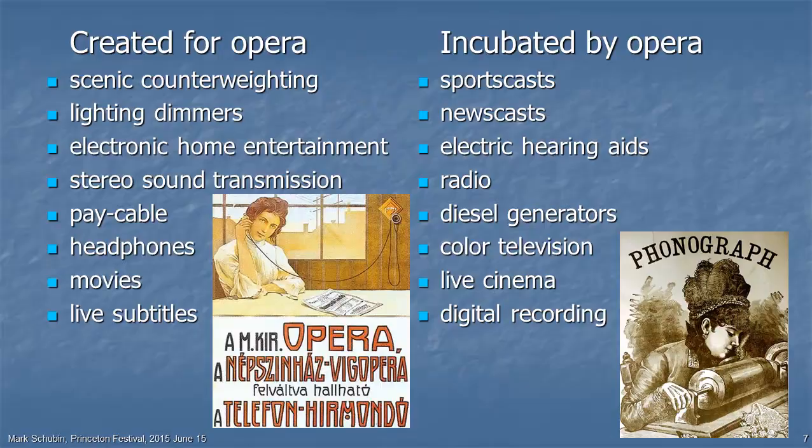Now, many technologies we use today were actually created for opera: counterweights for scenery in theaters, which I'll talk a little bit more about in a moment. Lighting dimmers, electronic home entertainment, stereo sound transmission, pay cable, headphones, movies, live subtitles, they were all invented for opera. Down at the bottom you see a poster in Hungarian for a service in Budapest starting in 1893 that delivered the opera to homes by telephone wire.